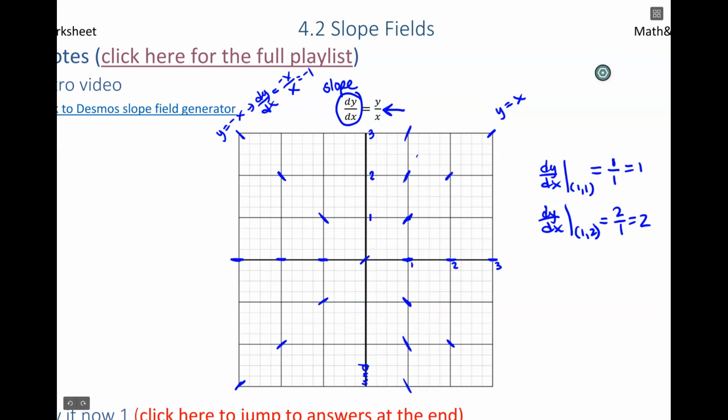And I just don't want you to think this is always the case. The fact that the slope follows that line is not necessarily true. You could have something like, when my y is equal to my x, my slope is always 0, or when my y is equal to my x, my slope is always 3. There's lots of things, so that's kind of a coincidence here.